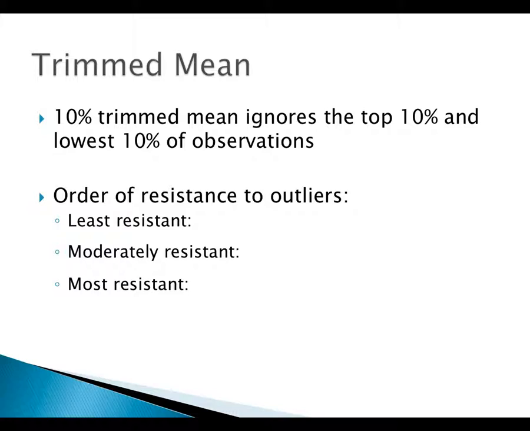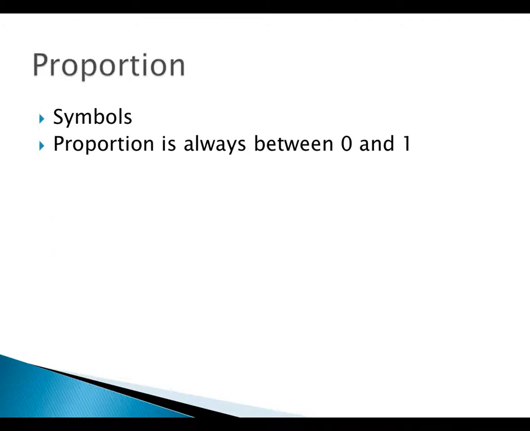Okay, between trimmed mean, mean, and median, which of the three is least resistant to outliers? Median. Wait, no, least resistant. Least resistant. Mean. Least resistant? So okay, not resistant. Yep. Okay, moderately resistant is the trimmed mean, and then the most resistant to outliers is the median. Okay, mean, median, and trimmed mean are all for numeric data.